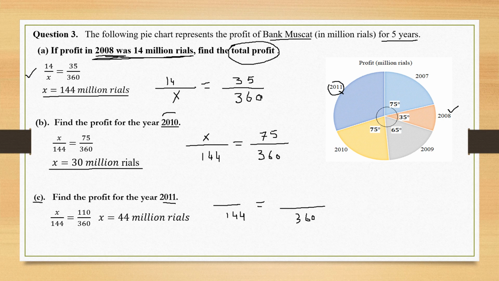So we sum all the angles, 75 plus 35 plus 65 plus 75, and then we subtract the total from 360. So the answer will become 110. So here we need to find 110 divided by 360, equal to x divided by 144, which means the profit in 2011. So here the answer is 44 million real.